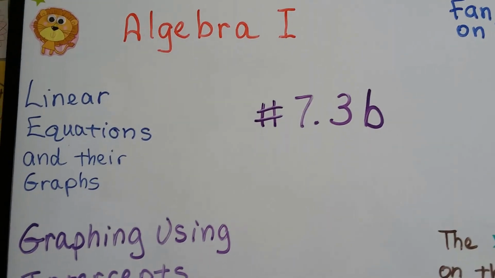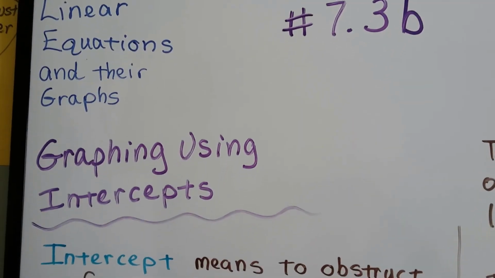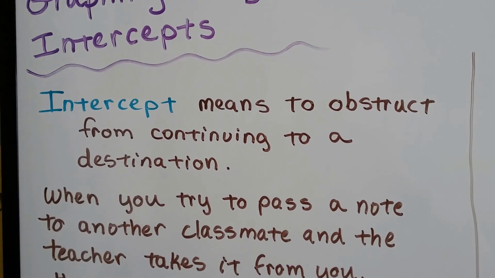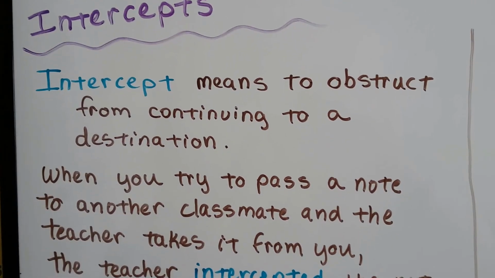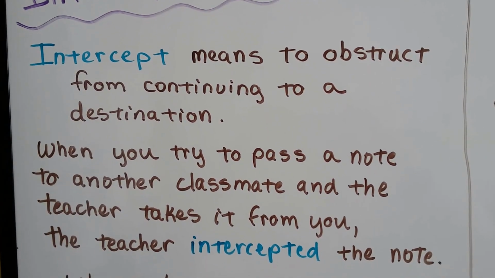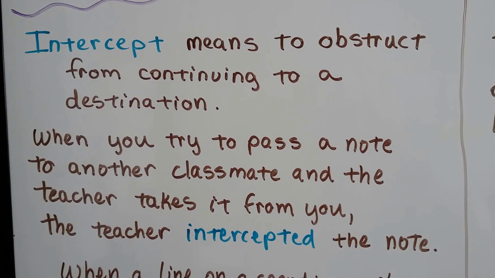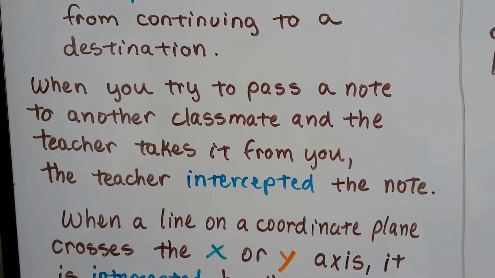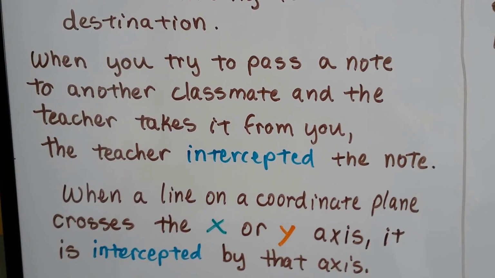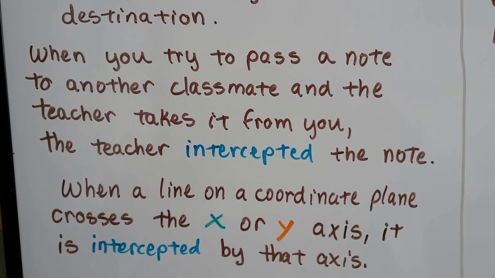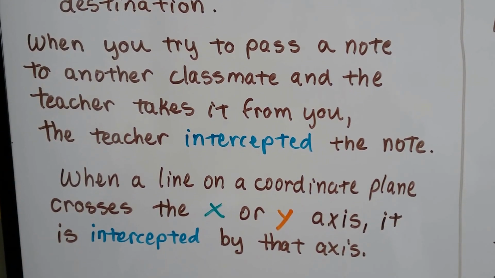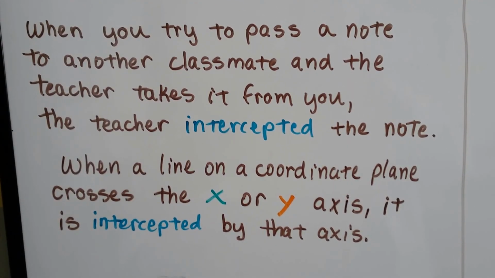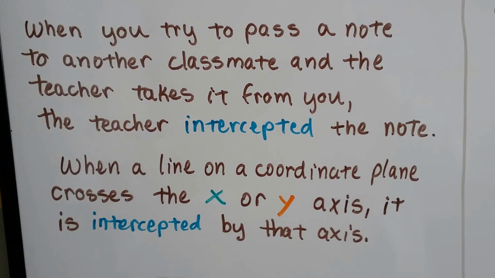Okay, now we're at 7.3b, and we're going to talk about graphing using intercepts. Intercept means to obstruct from continuing to a destination. You're stopping it. When you try to pass a note to another classmate and the teacher takes it from you, that teacher intercepted the note. Even in spy movies, if they intercept the secret code, then that means someone stopped it from getting to its destination.